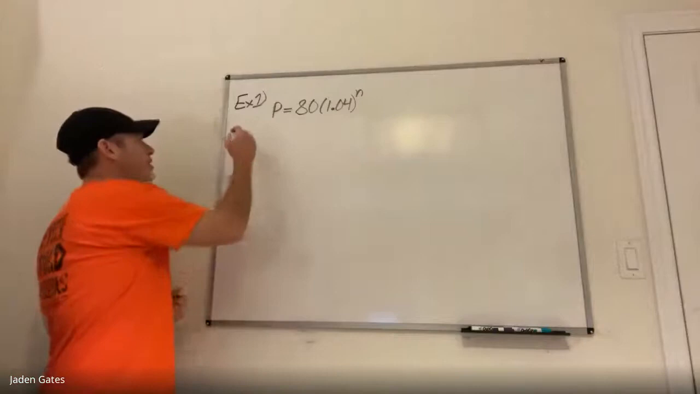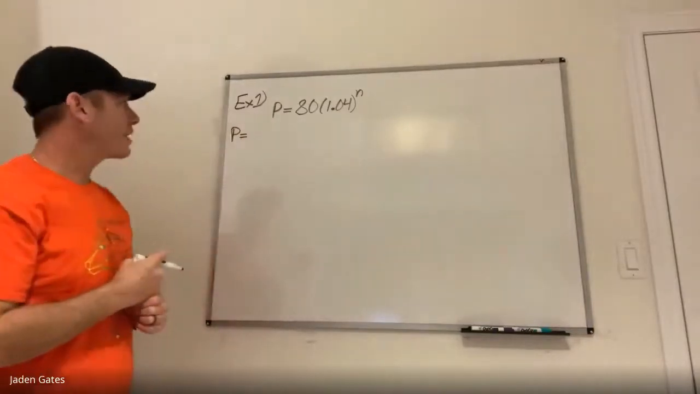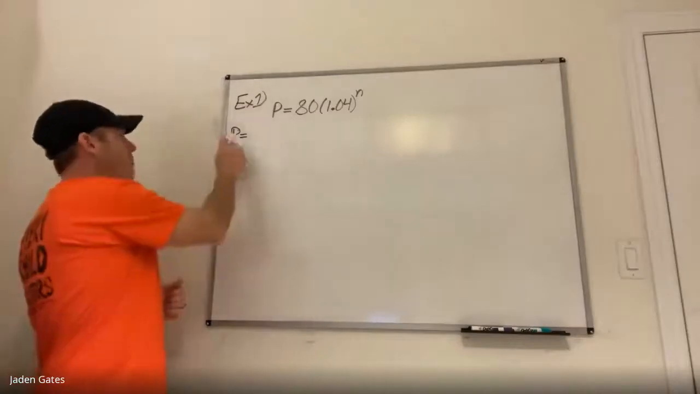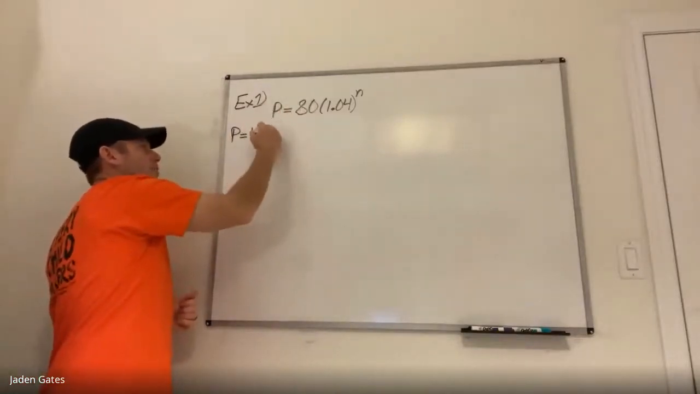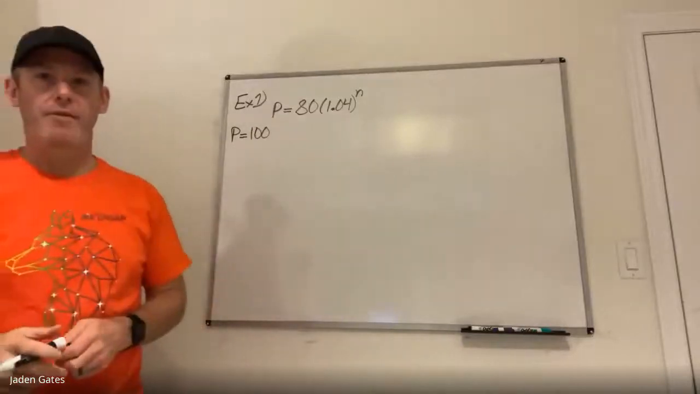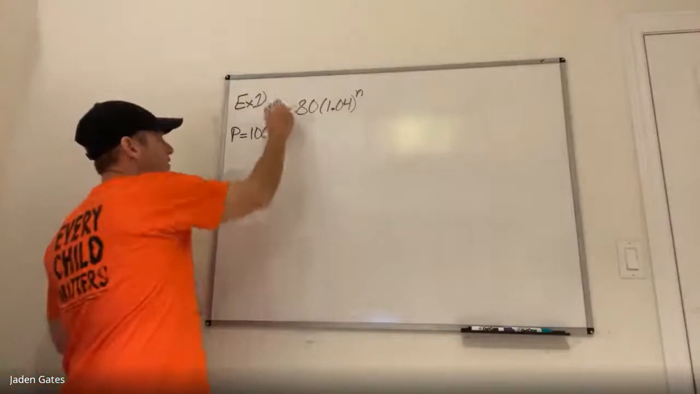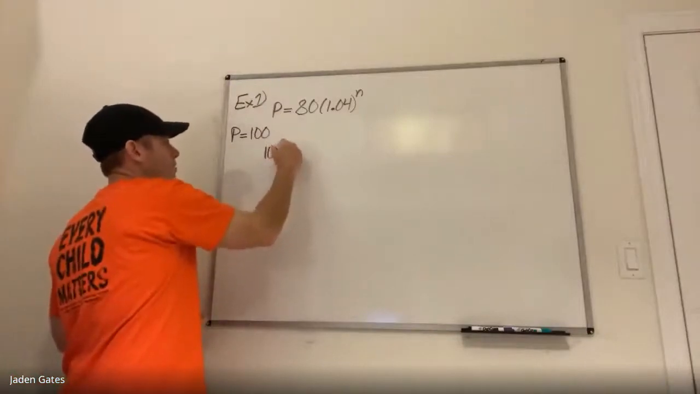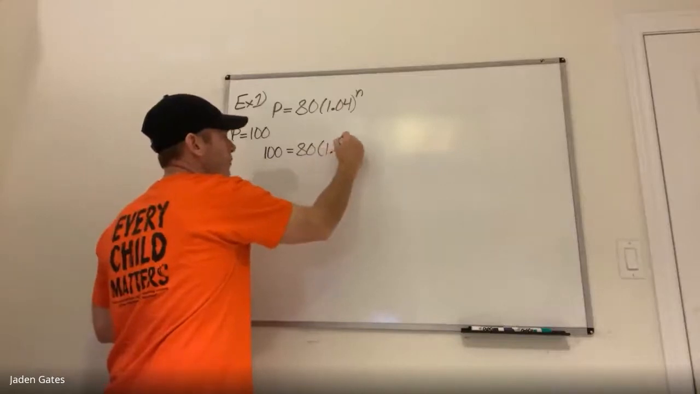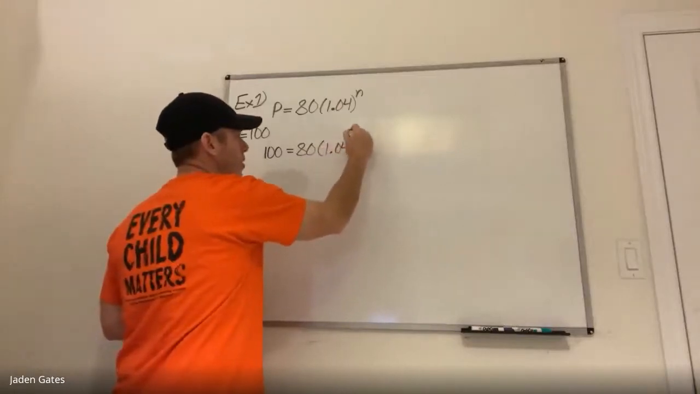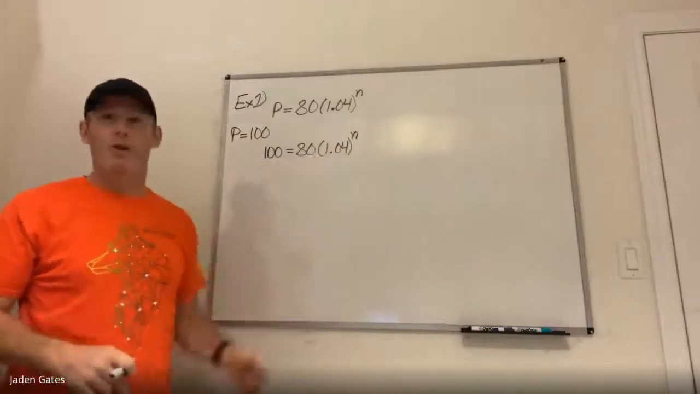And the question is saying, when is the population expected to be 100,000? Well, because this function is talking about the population in terms of thousands, we're looking at a P value of 100. So I'm going to substitute in that P value. So I have 100 is equal to 80 times 1.04 to the power of n. Now we are going to solve for n.